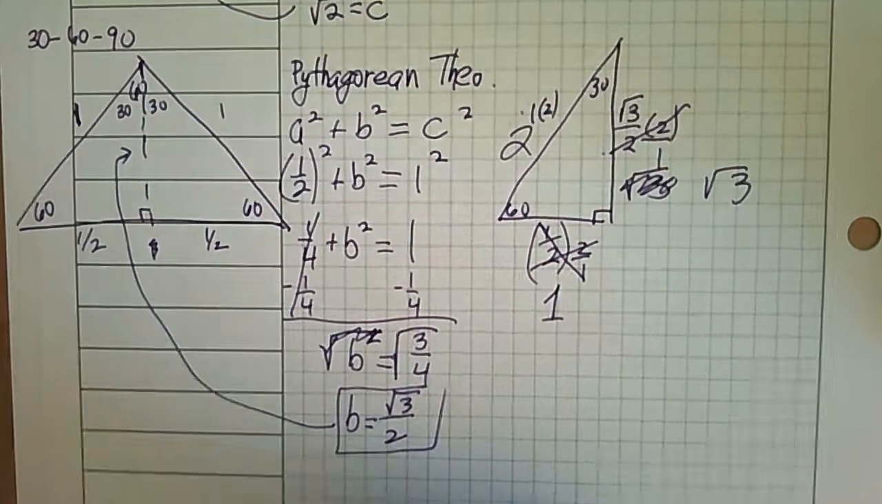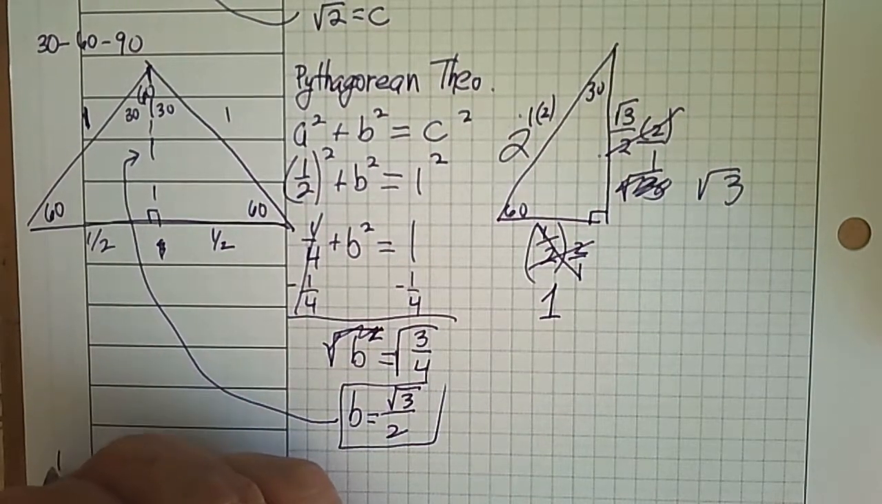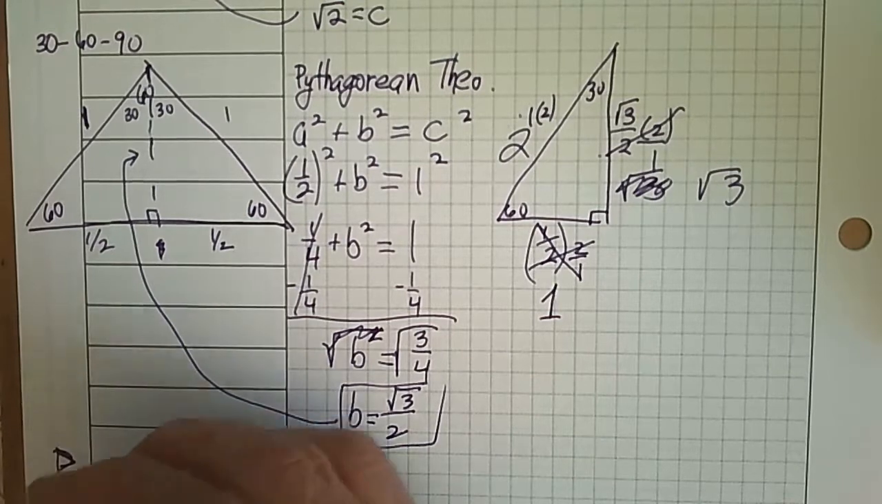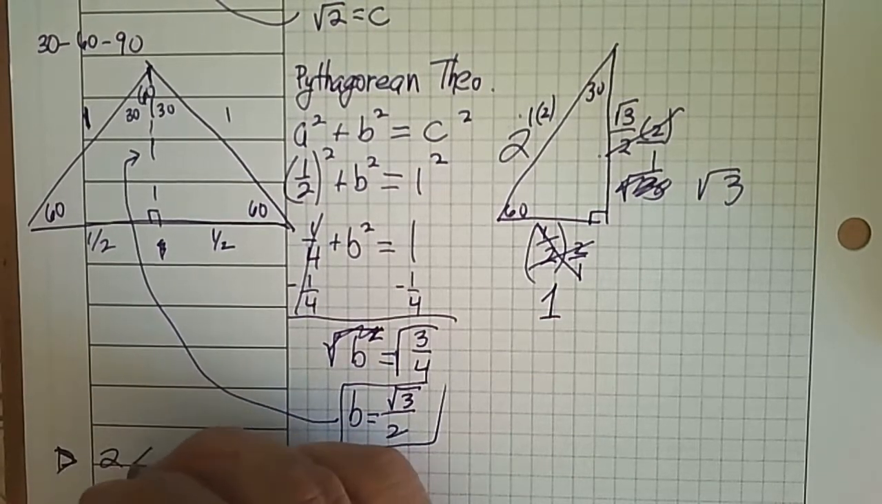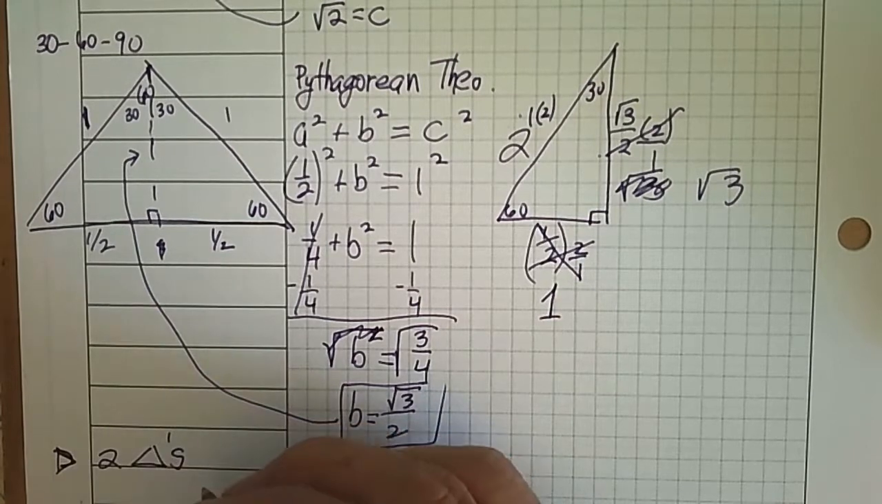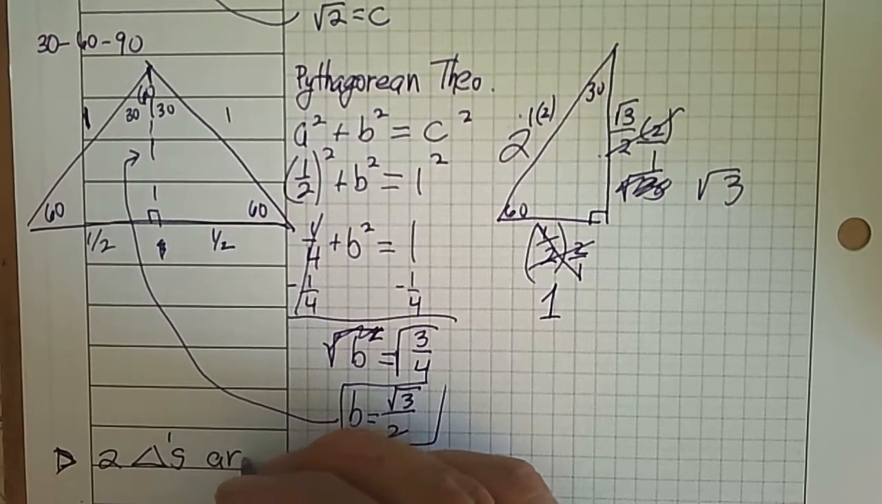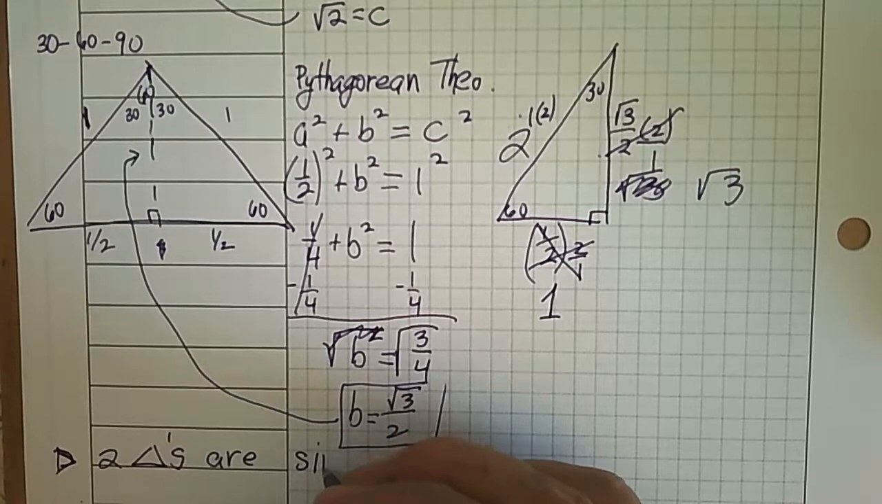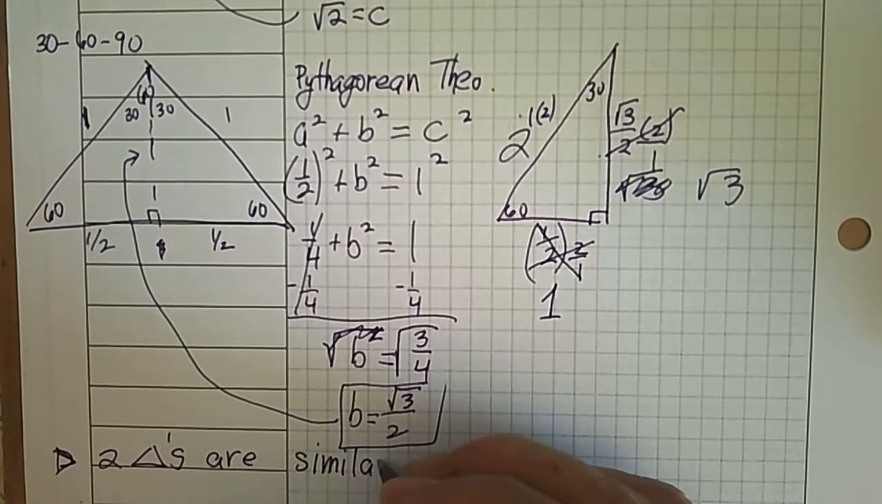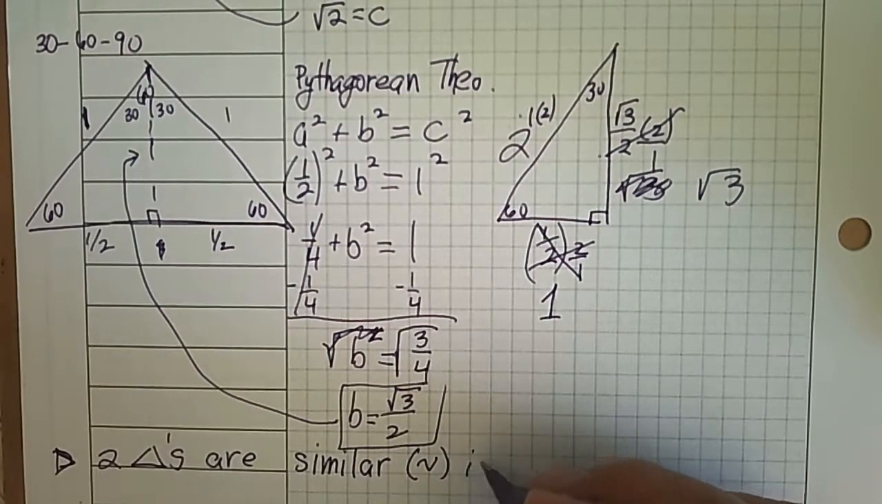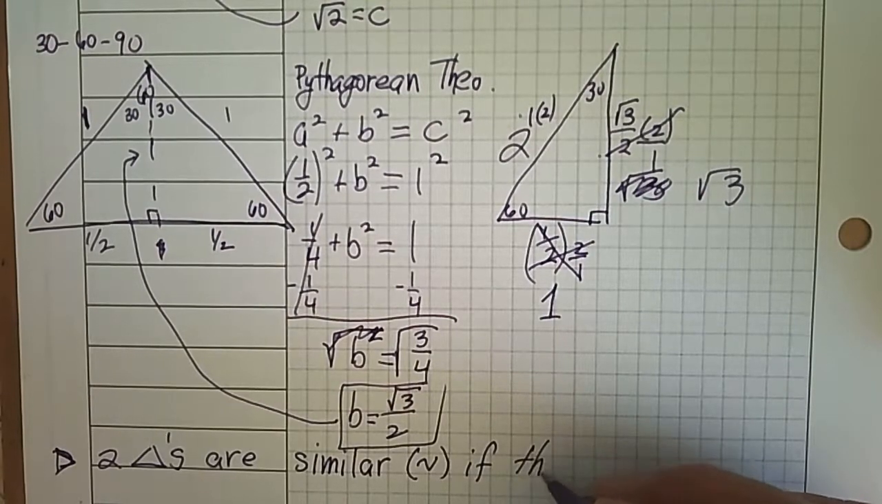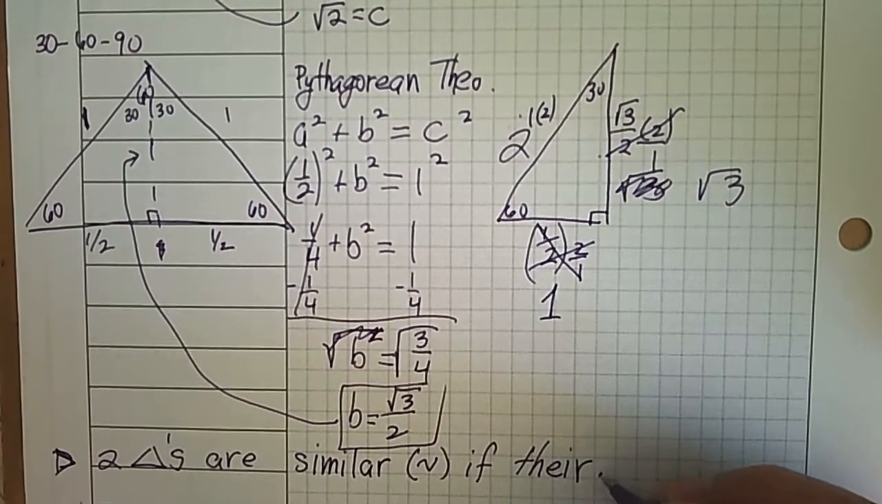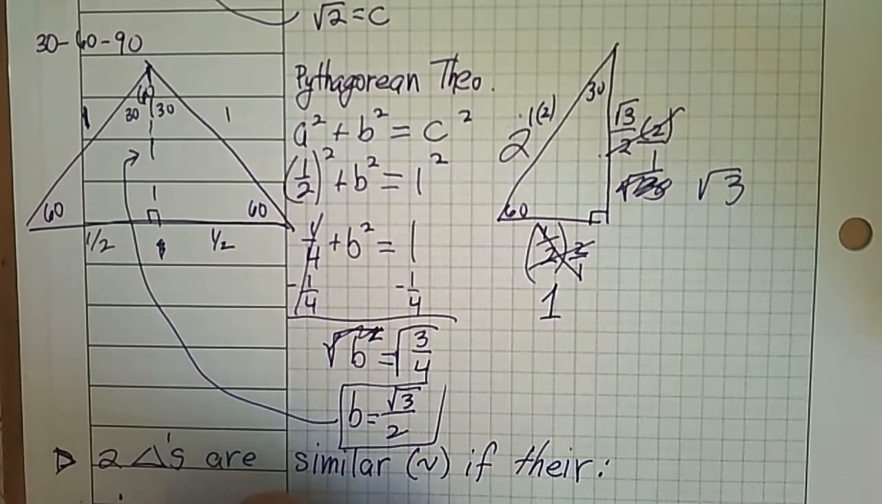Okay. And what you also need to know for this assignment is the following. Two triangles are similar, and we use this symbol to mean similar, if, number one, their corresponding angles are equal. Remember, corresponding means in the same position.